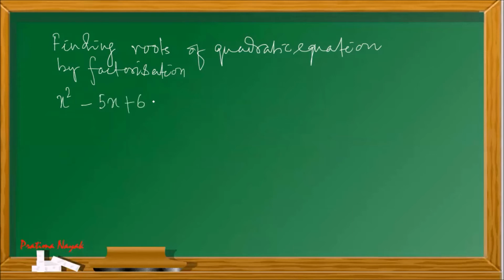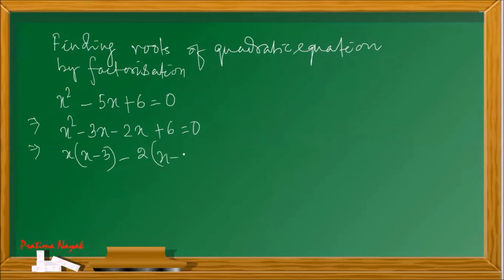We'll find the roots. So I'll factorize, how? By splitting the middle term. So x square, I'll split 5x as minus 3x minus 2x plus 6 is equal to 0. This implies that taking x common, x into x minus 3 minus 2 into x minus 3 is 0. So again, what are the factors? One factor is x minus 3, another is x minus 2.